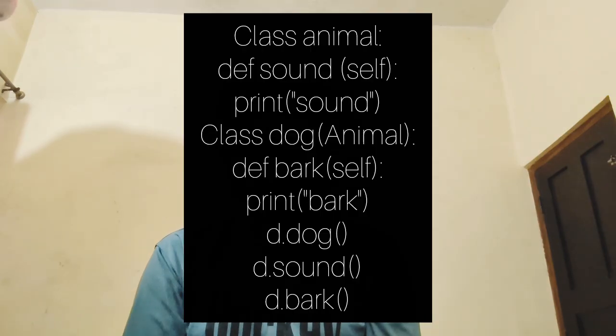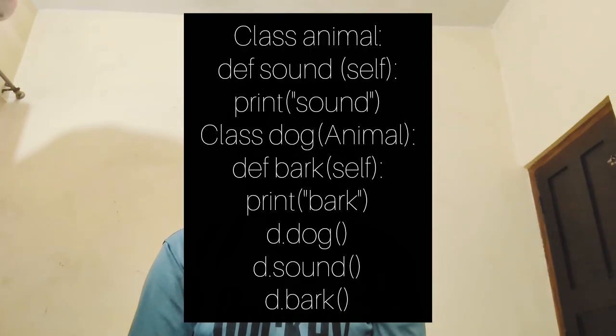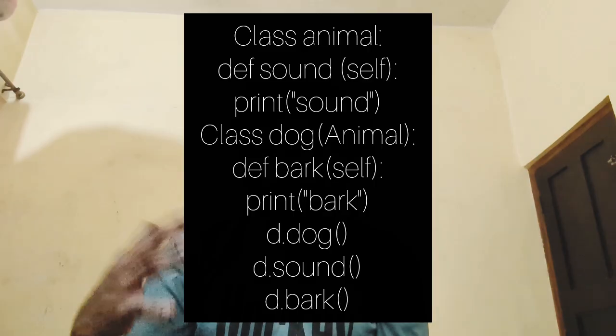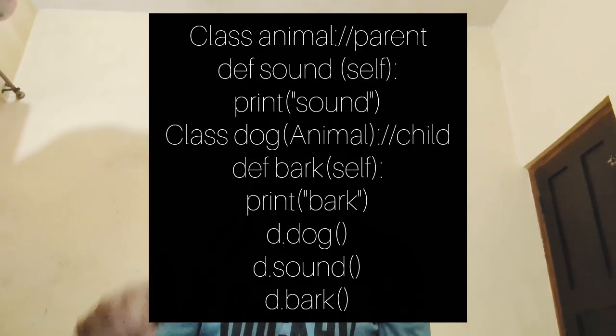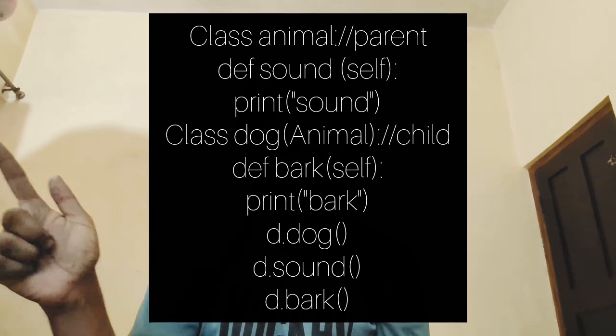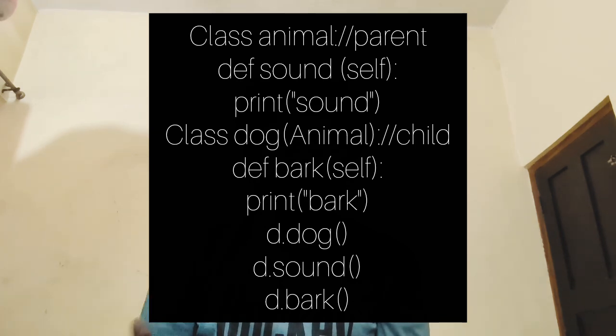Here we declare the class as Animal. After that we declare the function sound self. Later we print some sound. After that we declare another class, class Dog. We call the parent class into the child class as Dog, meaning class Dog Animal. After that def bark, etc. Like that, there is a parent and a child. Parent is Animal and child is Dog.